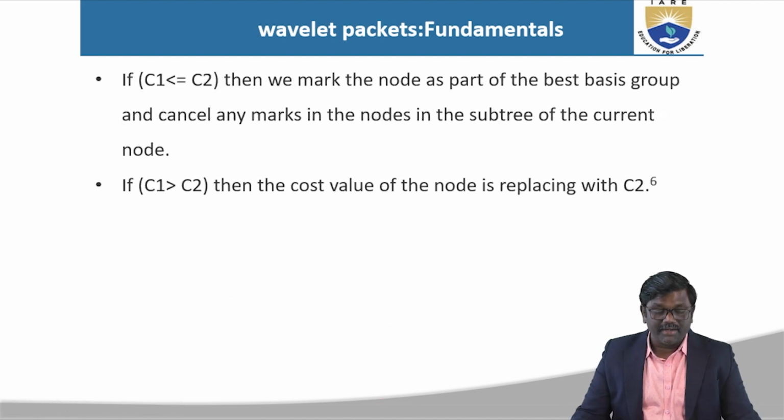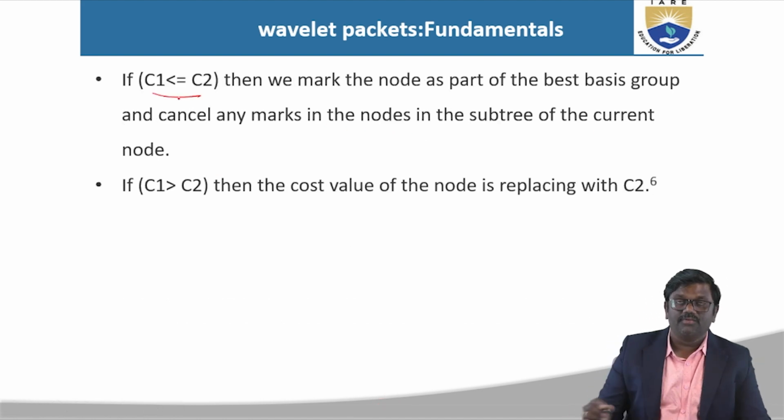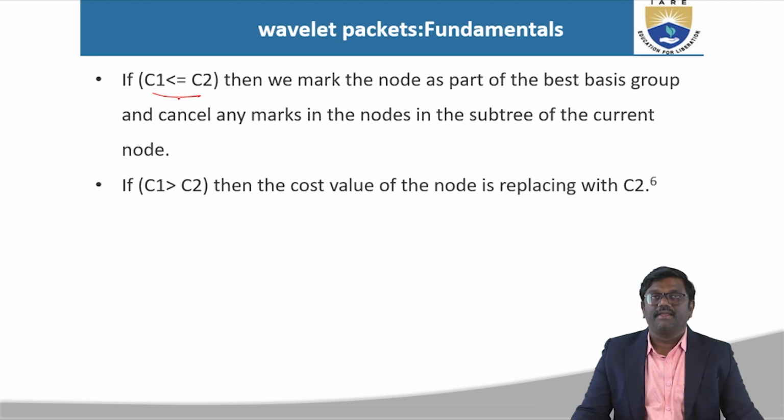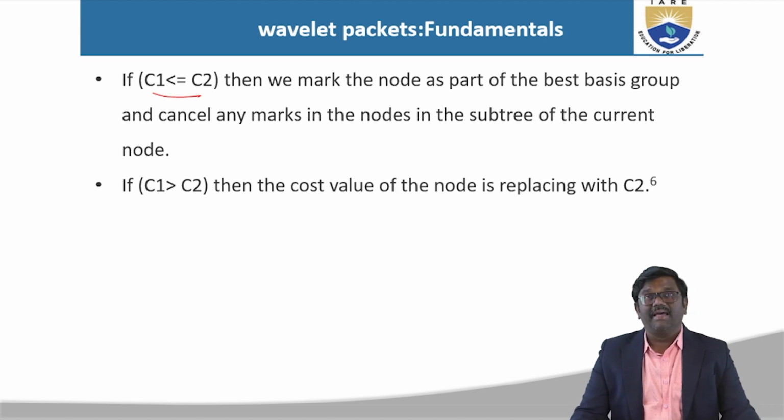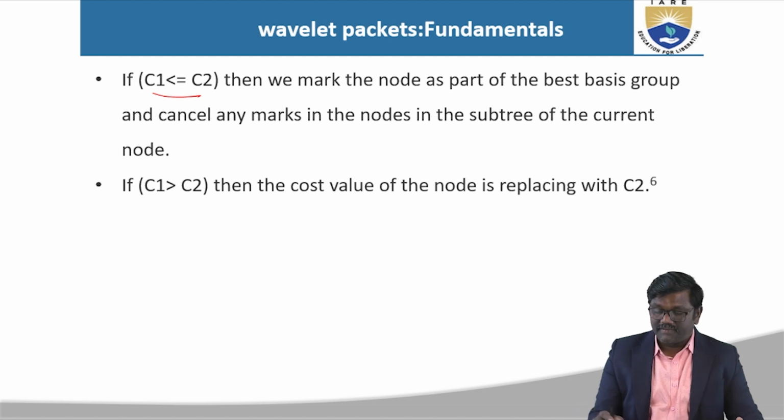So we understand the C1 and C2 values, and how we compare them: if C1 is less than or equal to C2, then we mark the node as part of the best basis group and cancel any marks in the nodes in the subtree of the current node. If C1 is greater than C2, then the cost value of the node is replaced by C2.